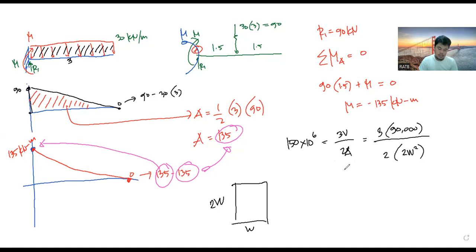So calculating for the width, 3 times 90,000 divided by 4, square root of the answer. So the width would be 0.021 meter.